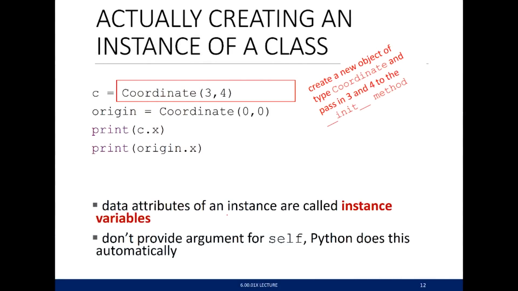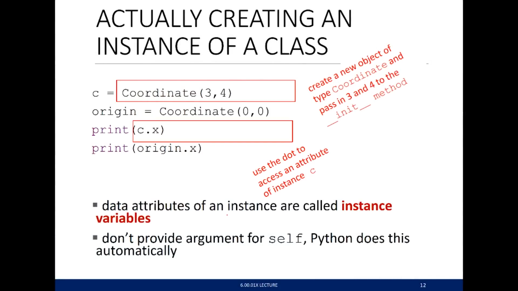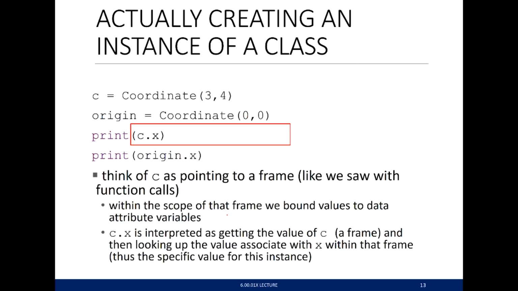So I create a new instance of an object. I pass in the arguments. I use the dot notation to access an attribute of an instance. And what I want to think about is what does it mean to do that actual accessing? As I already said, notice that the argument for self is automatically supplied by Python, so I don't need to provide it. The way to think about this is as follows. Think of C, an instance I created with coordinate. Think of it as pointing to a frame.